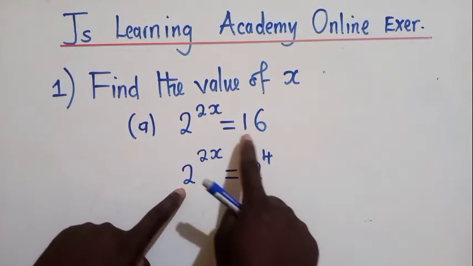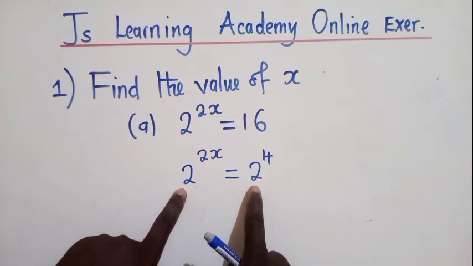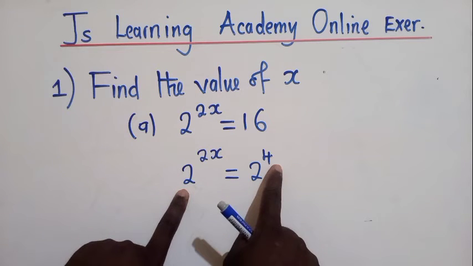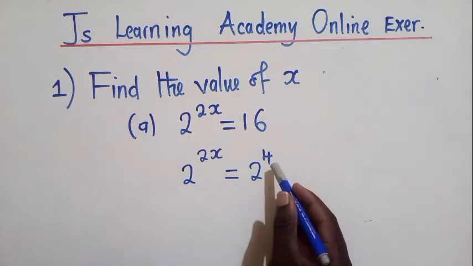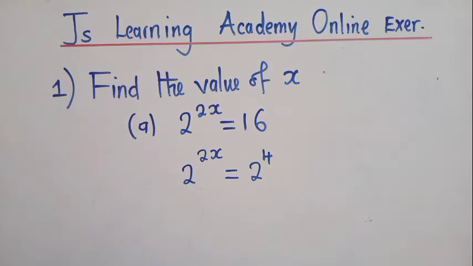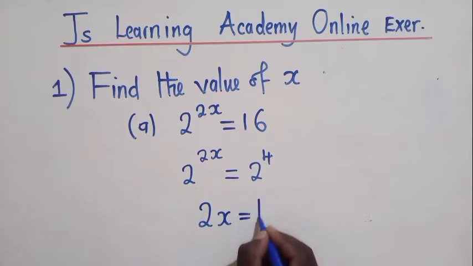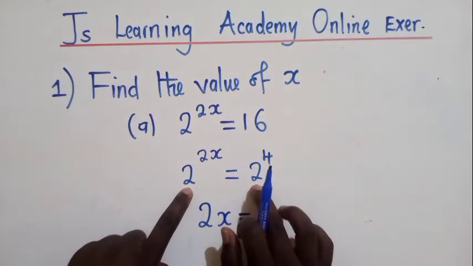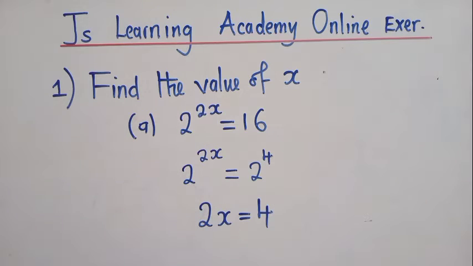It's a 2. So we try and make sure that 16 becomes a 2 as a base to the power something. We know that 2 to the power 4 is 16, because when we multiply 2 times 2 times 2, 4 times, it will give us a 16. Upon seeing that the bases are balanced, you go to the powers. That is 2x is equal to 4. So bases are balanced, we equate the powers. That's it.